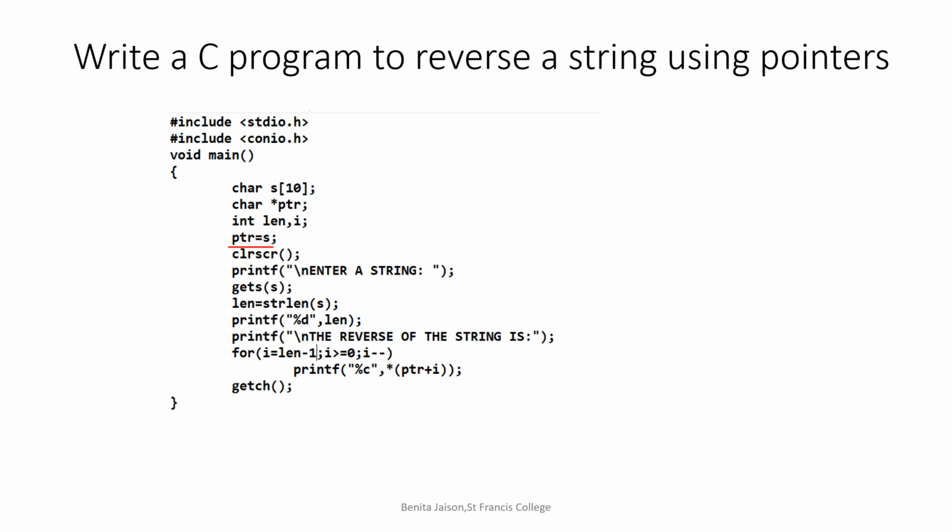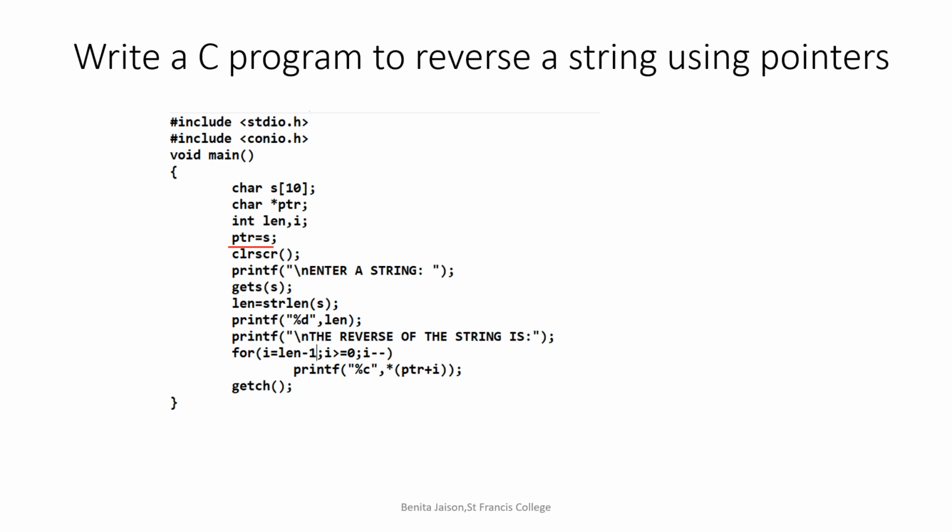As we know, for a character array we need not give the ampersand before the character array variable name. So this will assign the starting address of the character array S to the pointer variable ptr. For any other variable we need to give ampersand before the variable name, but as it is a character array, we just need to mention only the character array variable name.